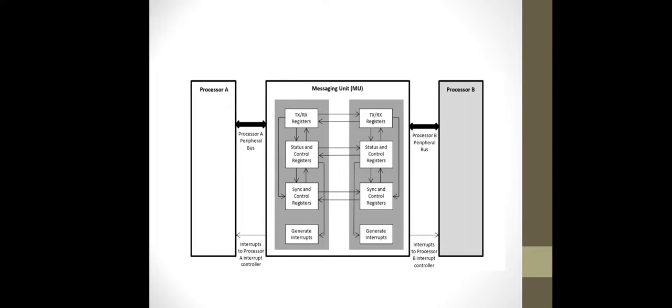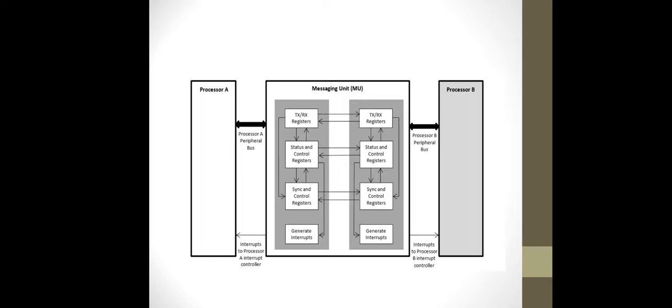Here we can see the multi-core processor. In this picture we can observe that there are two processors, processor A and processor B, and both are connected to a unit known as the messaging unit. In processor A, the peripheral bus is connected to the messaging unit, and also in processor B, the peripheral bus is connected to the messaging unit. In the messaging unit, there are registers: status and control registers, sync and control registers, and generate interrupts.